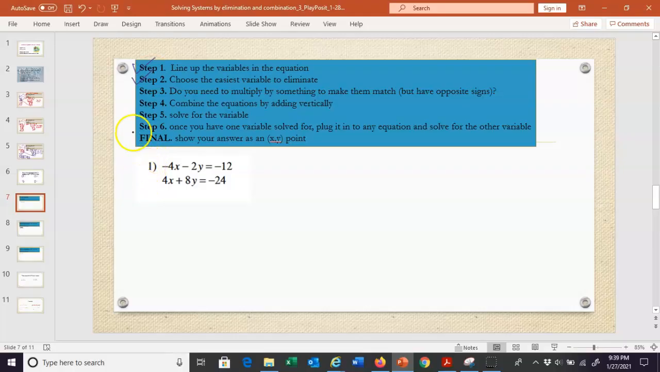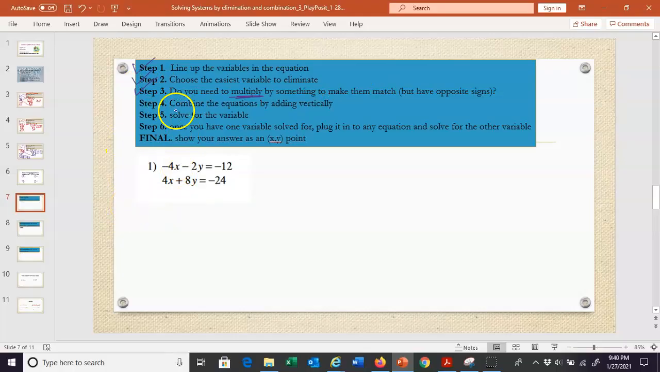Step number 3, ask yourself, do you need to multiply by something to make them match but have opposite signs? In this case, they're already opposites, so we're good. We don't need to do anything to the problem. We're going to see ones later where we're going to have to multiply by something to make them match or have opposite signs. But we're good. These are ready to go. They're already opposites. So let's do it.